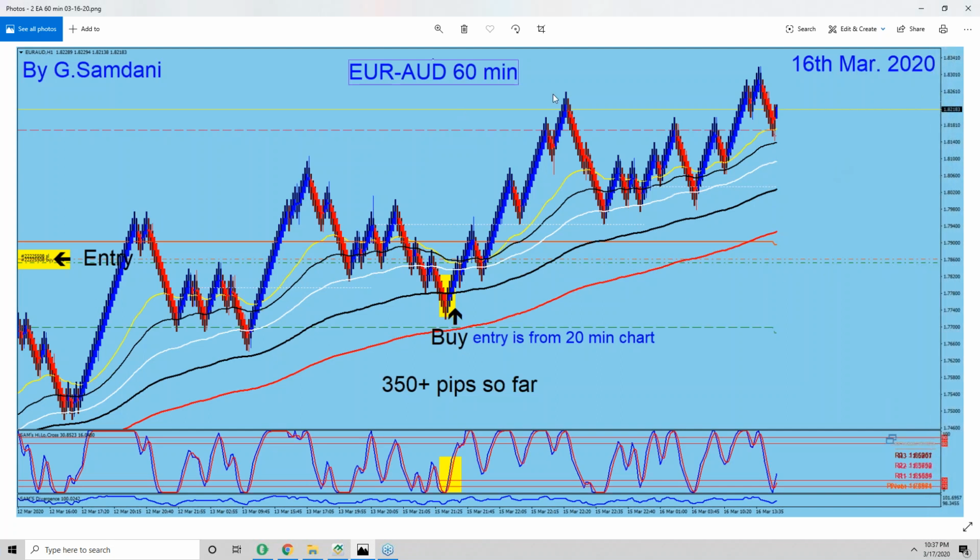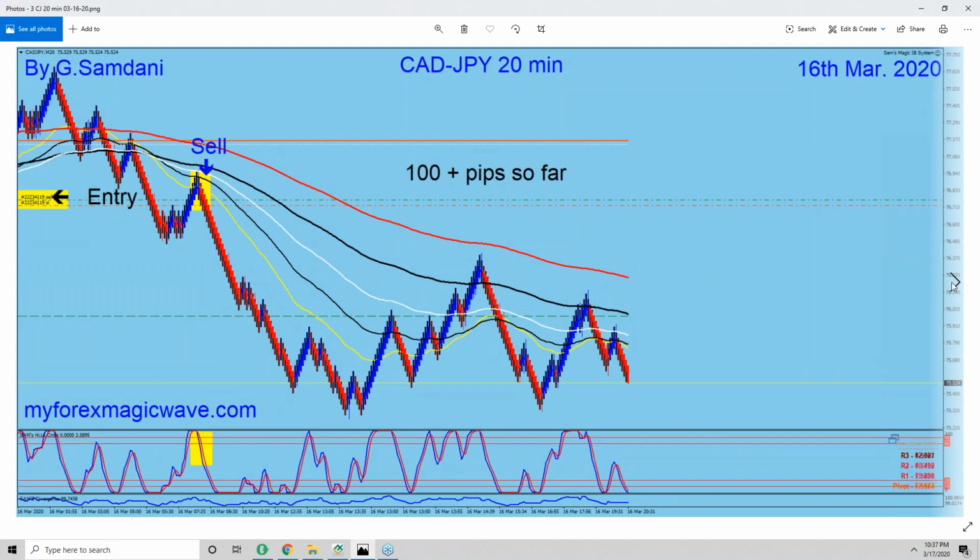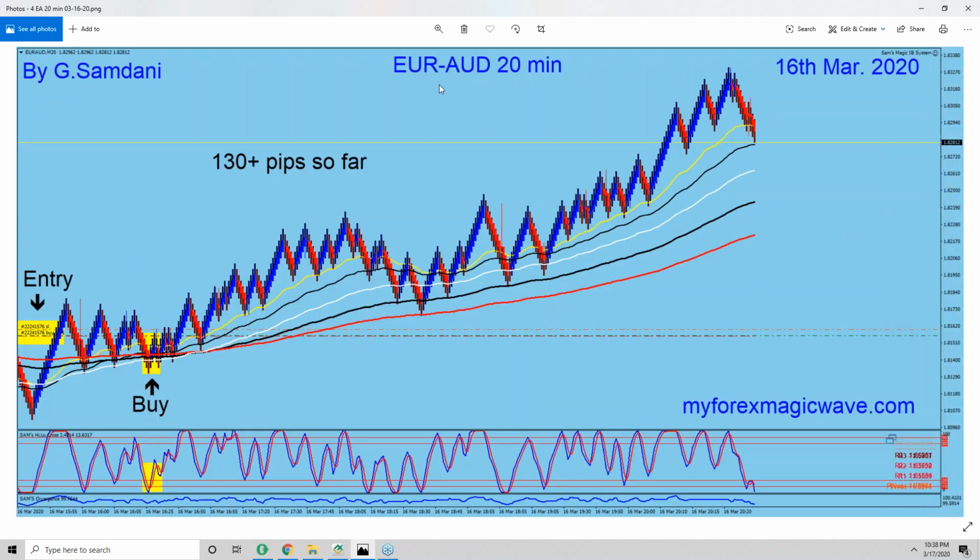Okay, so this is how Euro Aussie went on Monday. Then CAD Yen, a by-the-book entry, a beautiful entry here with the system, right? And this indicates all the way up: blue candle turning into red, yellow is below the black, by the book entry. Then it came down, went up, came down, went up, and at this point it was more than 100 pips.